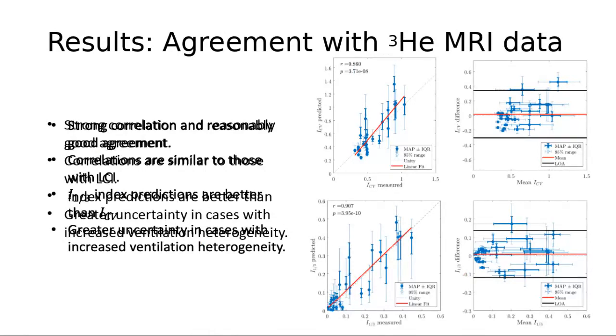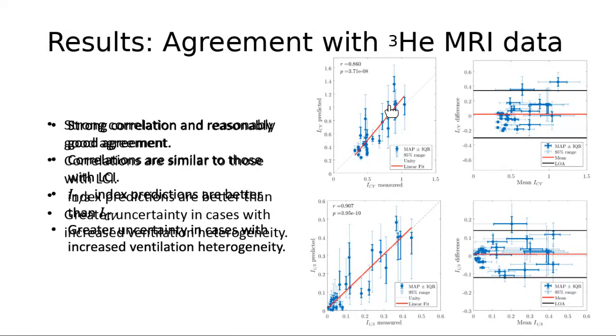We're back to strange text, but this shows that for these 2 indices that I mentioned before, such as the coefficient of variation of the pixel intensity, measured is on the x-axis and predicted is on the y-axis, we get really good mean agreement. So on average, our simulations agree really well. Error bars show uncertainty, and you can see that when we predict that ventilation heterogeneity is low, we're very accurate and quite certain about that. When ventilation heterogeneity is high, we are both less accurate and less certain about it.